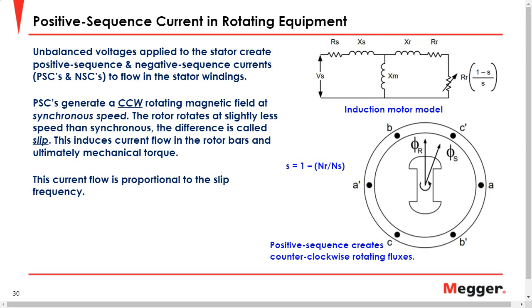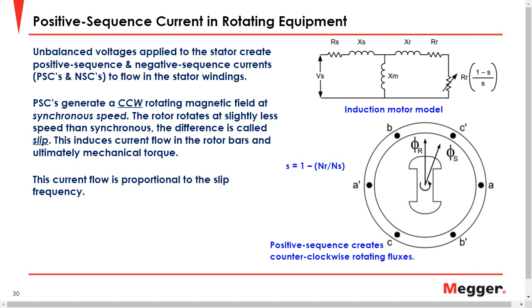So let's just take a look at what positive sequence current does in rotating equipment, and we can see that positive sequence current generates a counterclockwise rotating magnetic field. This is assuming ABC rotation, and for the purpose of this webinar, we are going to assume counterclockwise ABC rotation. That's going to be our norm. So the positive sequence currents generate a counterclockwise rotating magnetic field at synchronous speed. And the synchronous speed is determined by the system frequency and number of poles.